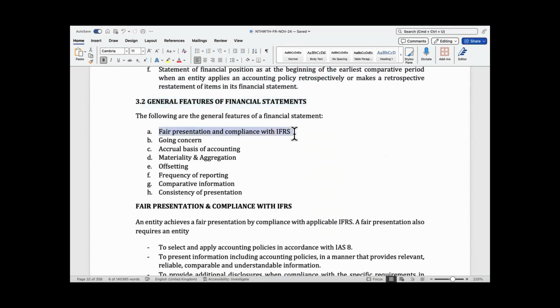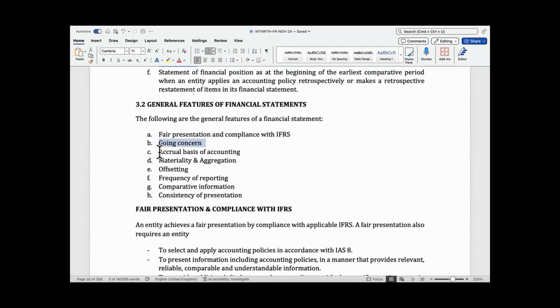Number one is fair presentation and compliance with IFRS. Number two is going concern. Number three is accrual basis of accounting. Number four is materiality and aggregation. Number five is offsetting. Number six is frequency of reporting. Then comparative information. Then consistency of presentation. So these features, you would see them again as we move on.